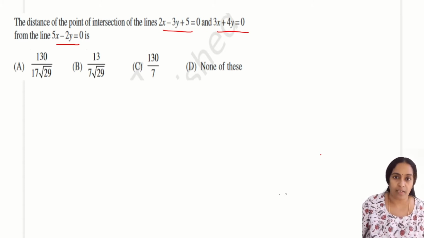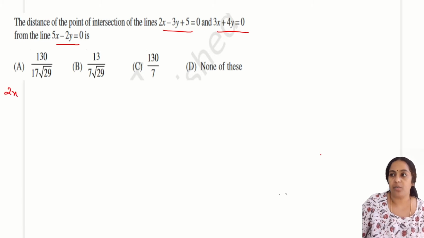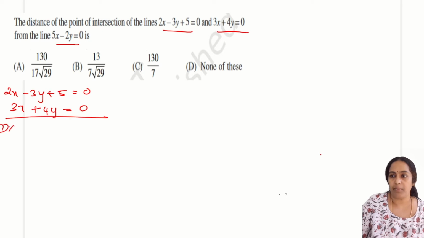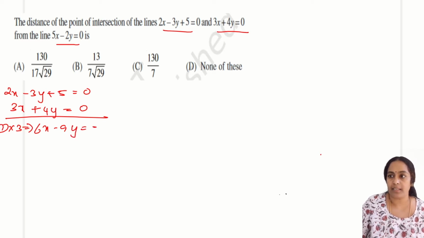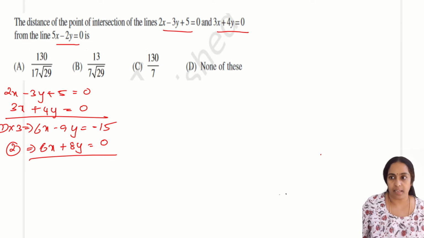I need to solve the equations to find the point of intersection. 2x minus 3y plus 5 equals 0, and 3x plus 4y equals 0. First equation multiplied by 3, what do I get, children? I will be getting 6x minus 9y equals minus 15. So second equation, if I multiply by 2, so I have 6x plus 8y equals 0. So now change the sign of the second line. 6x and minus 6x will get cancelled.